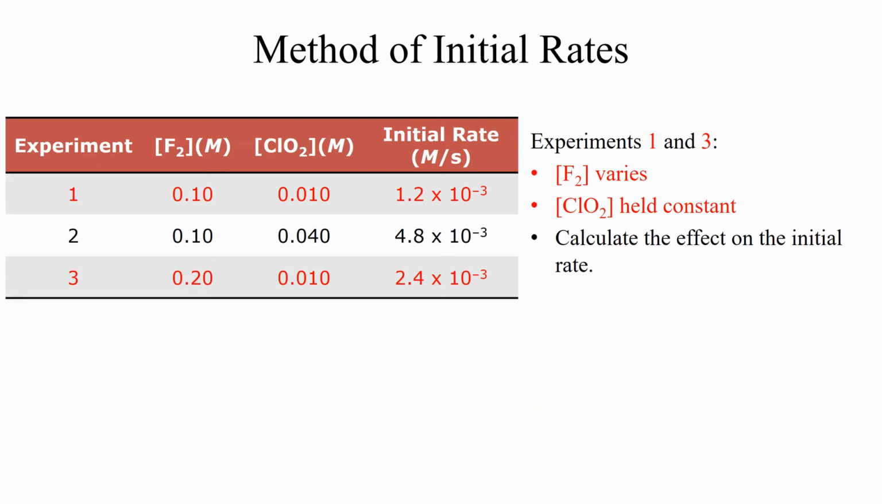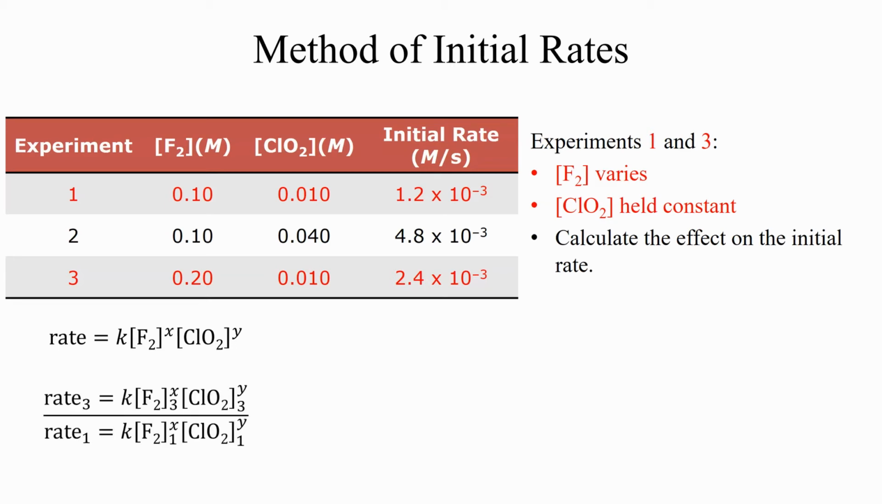Okay, well, let's take experiments 1 and 3. We know the generic rate law. We're going to use x and y for the unknown exponents for fluorine and chlorine dioxide. We're going to compare what happens to the rate in experiment 3 over what happens to the rate in experiment 1. We need to plug in all the information that we have.